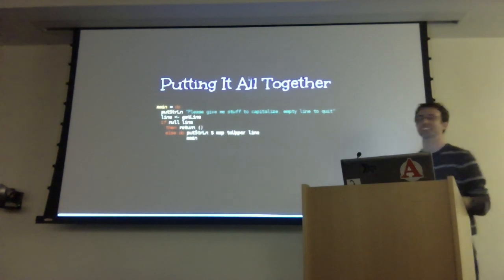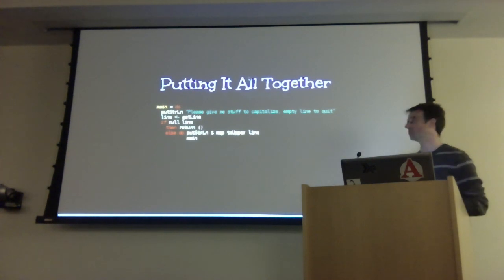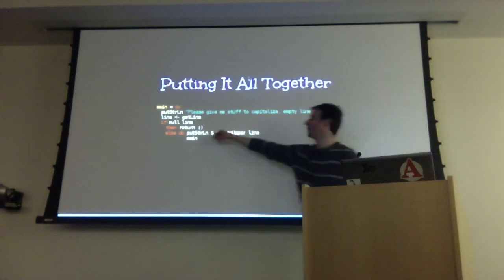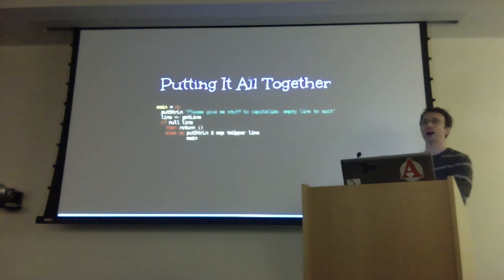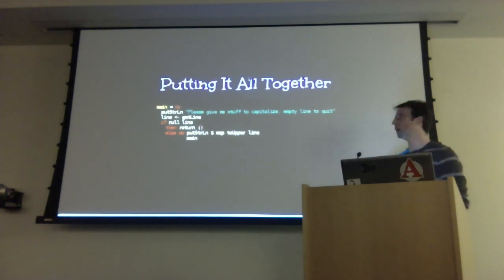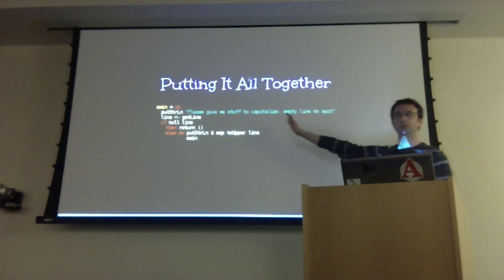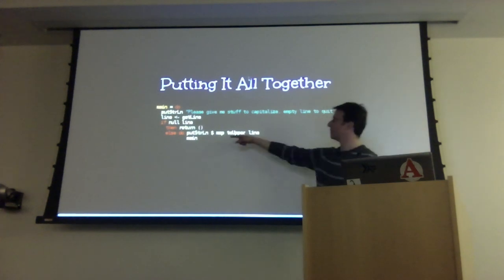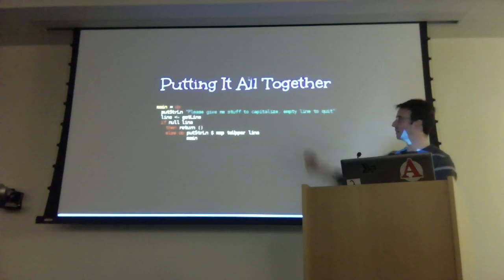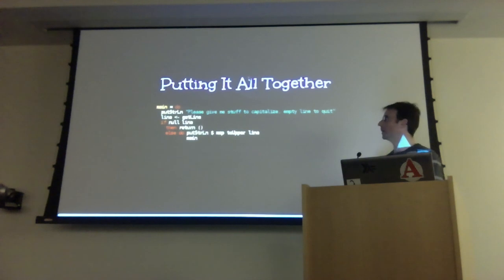return. This is not the normal imperative programming return. This is just a function, a way of wrapping unit inside of an IO action. So return of unit produces the value IO of unit. It's actually more general than that, but we're keeping it here for now. Else, I didn't do the let binding in this case. Else I putStrLn the map of toUpper line, and then I recursively call main. The return type of main is the return type of main, so I can do that.